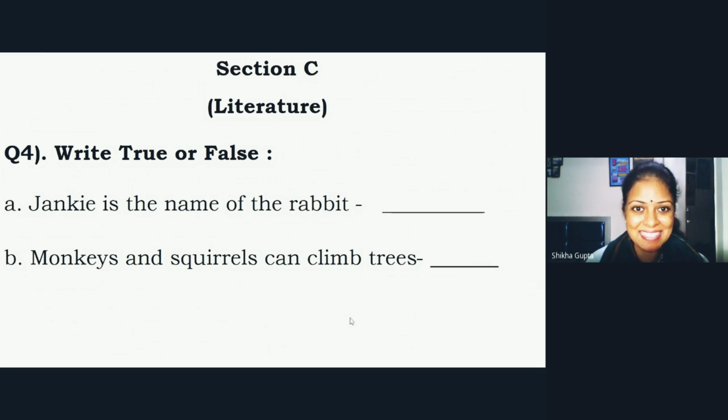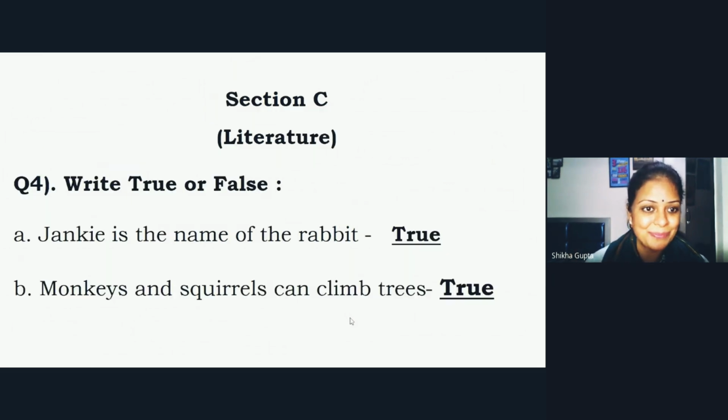Now let us see the answers. You must have thought the answer. Yes, now let us see what is the correct answer. Yes, Janki is the name of the rabbit. So it is true. And the second sentence, monkeys and squirrels can climb trees. This is also true. So you will just write down the answers. You will not copy the questions. And the answers are true, true. Yes, A and B both are true.